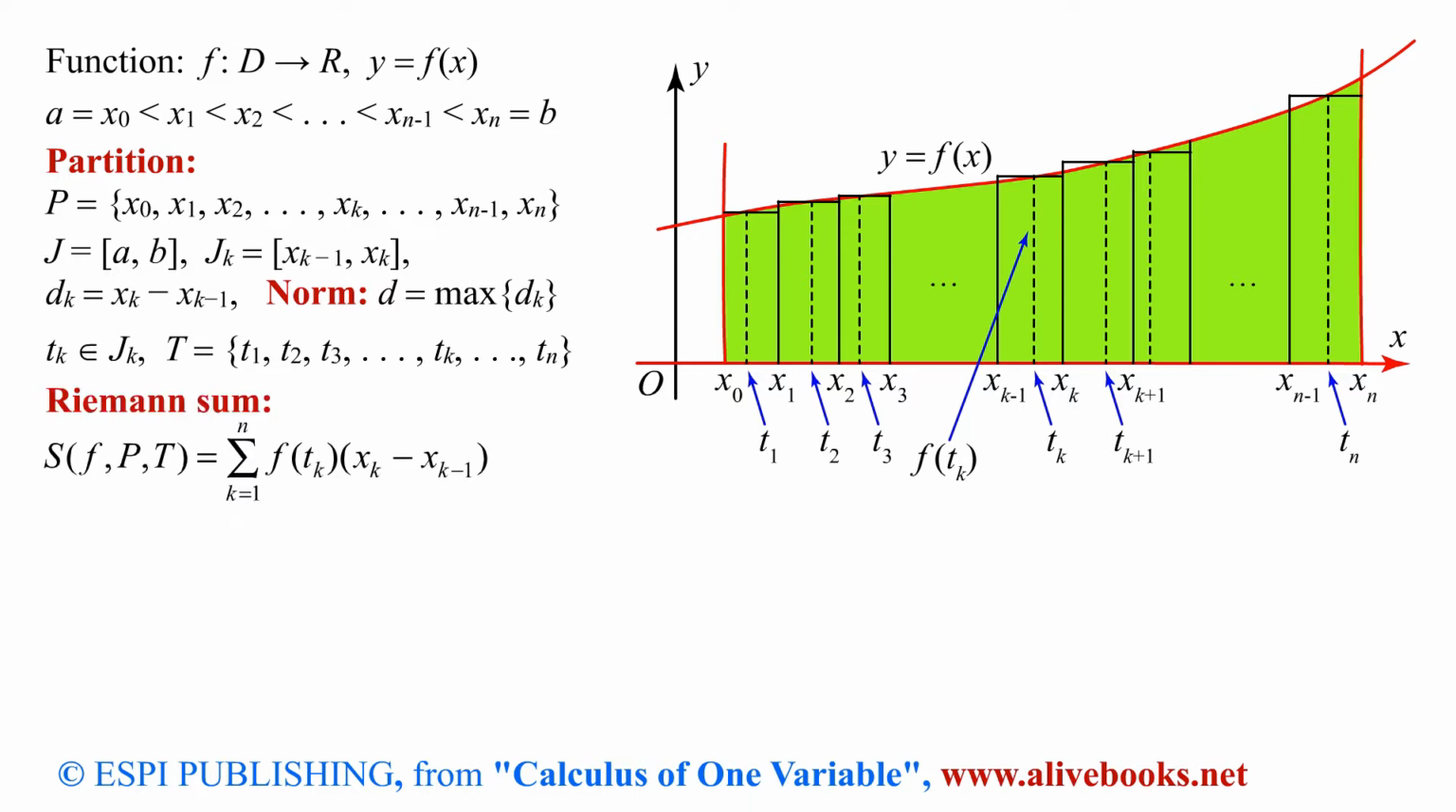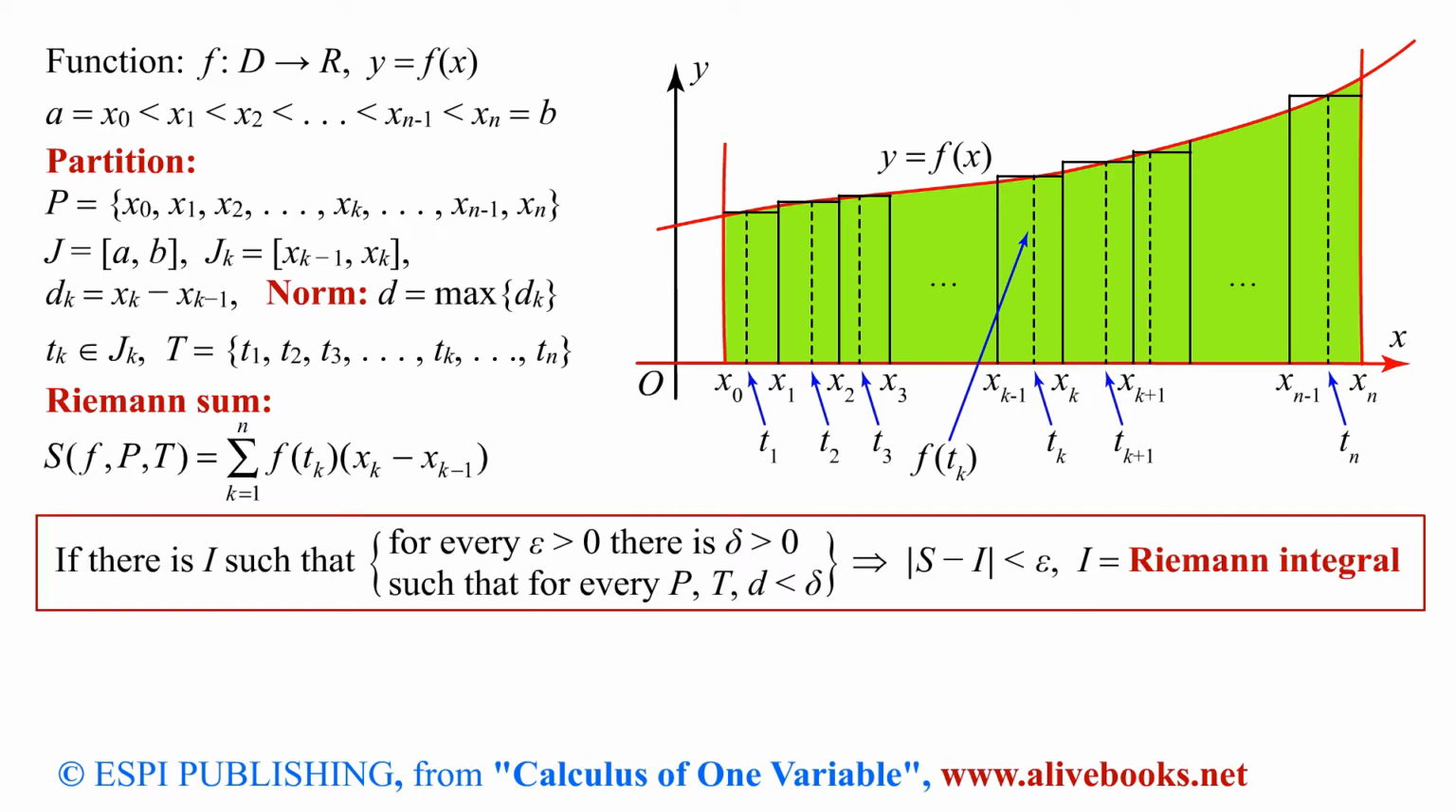In the second step we consider the rectangle with base the length dk and height f of tk. Its area is dk times f of tk. Adding up the areas of all such rectangles we obtain the sum S, that depends on f, P, and t. This is the Riemann sum. The Riemann sum depends on the points xk, tk, and the function f, whose graph is the upper side of the figure. We give now the following definition.